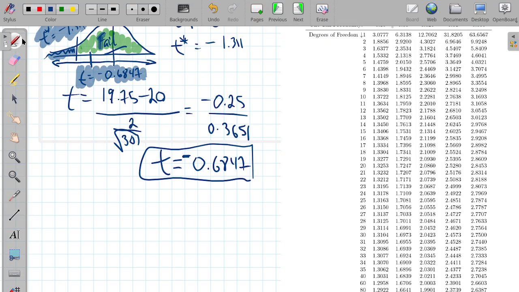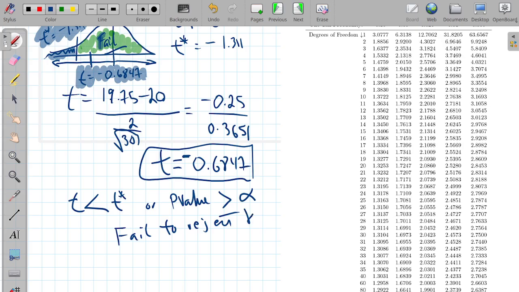Let's summarize that. So obtained t is less than t crit, or the p-value is greater than the level of significance. In both cases, we fail to reject H null.